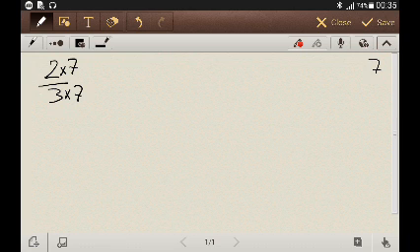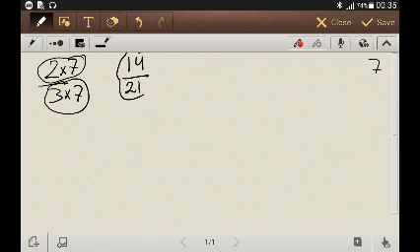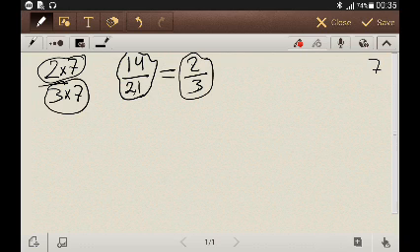To get an equivalent fraction that has the same value, you have to multiply the numerator on top and the denominator on bottom by the same number. So here by 7 and here by 7, I will get 14 over 21, and this is an equivalent fraction to 2 over 3. If you use a calculator and do 2 divided by 3 or 14 divided by 21, you will get the same answer. This means they have the same value.